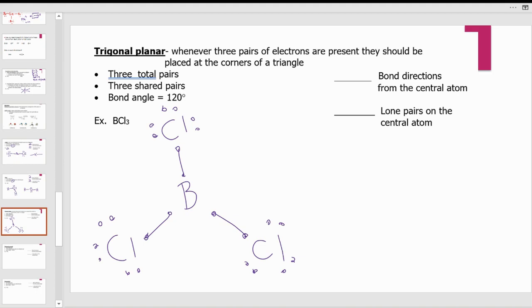Okay, so how many directions is the boron going in? 3. Does the boron have any lone pairs on it? No. So the trigonals are pretty easy to identify. They go in 3 directions. How am I going to tell between the planar and the pyramid the extra pair? If it doesn't have an extra pair, they'll spread out to a nice flat shape, all on one plane.